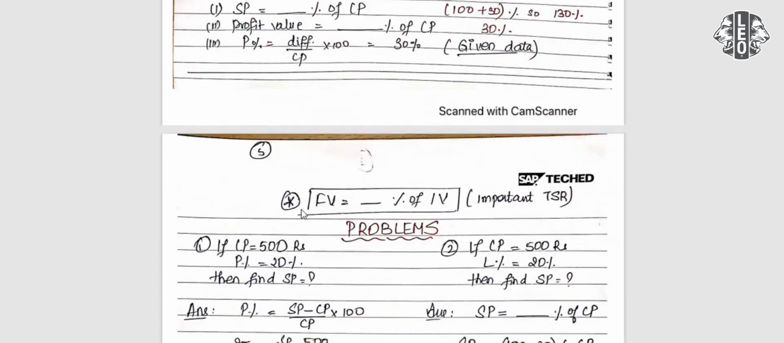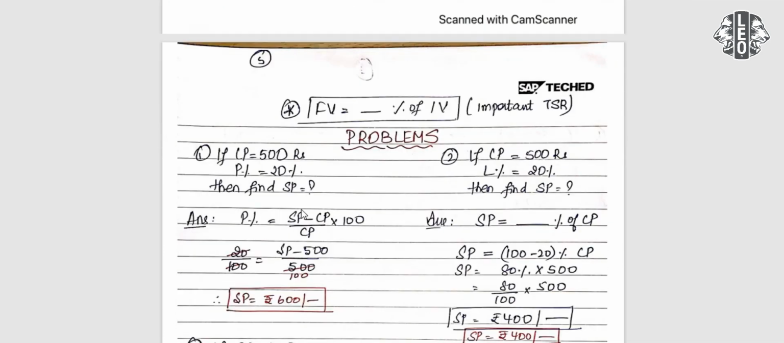For that, these 4 important problems, the important TSR, the time saving result, is: final value is dash percentage of initial value. The first question is going to be: if cost price is 500 rupees, profit percentage is 20%, then find the selling price. See, one method that has been done over here is we know profit percentage is difference by initial value, that is difference by cost price into 100. So the difference is nothing but going to be SP minus CP. SP is not given, CP is given as 500, and CP is 500 into 100. Upon simplification you can get it as 600.